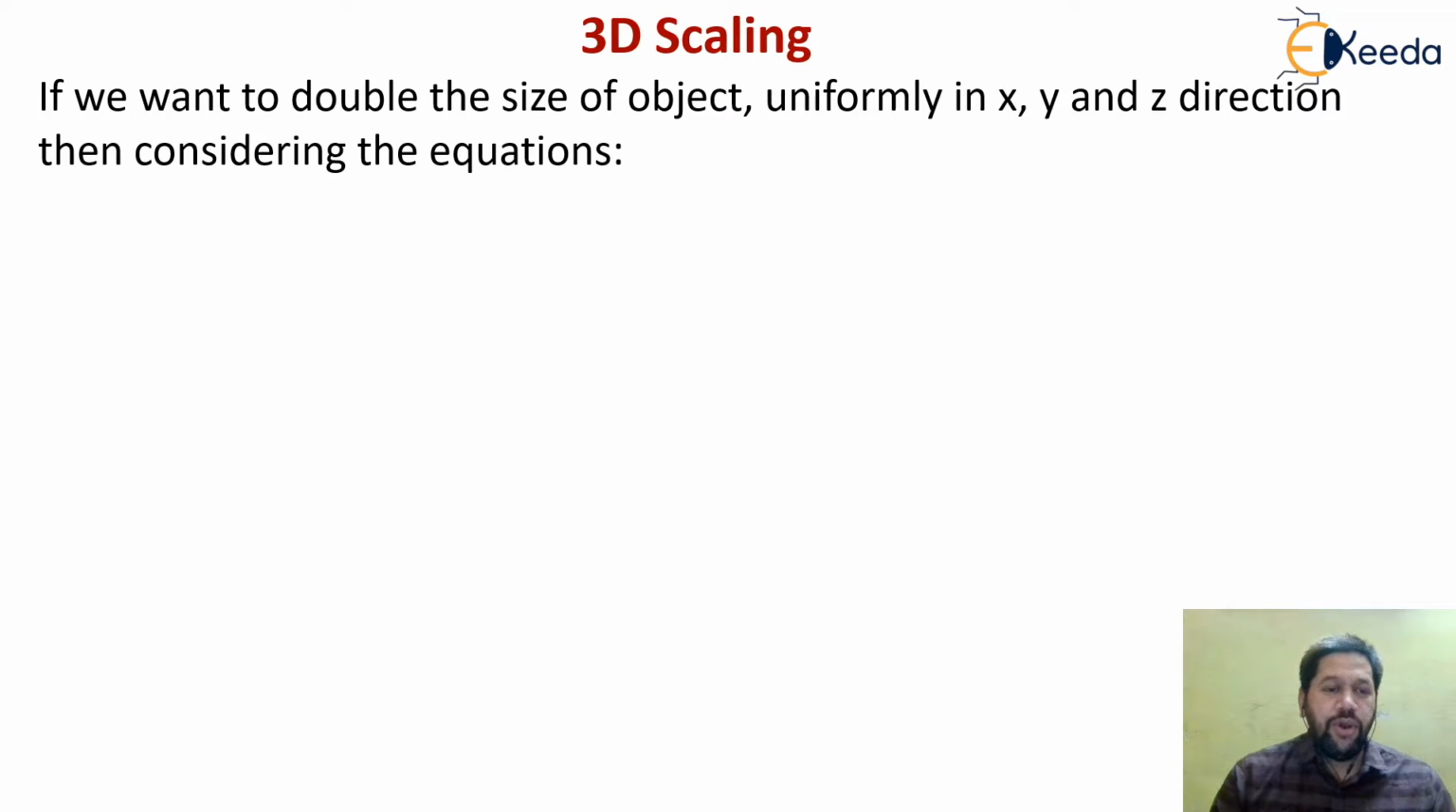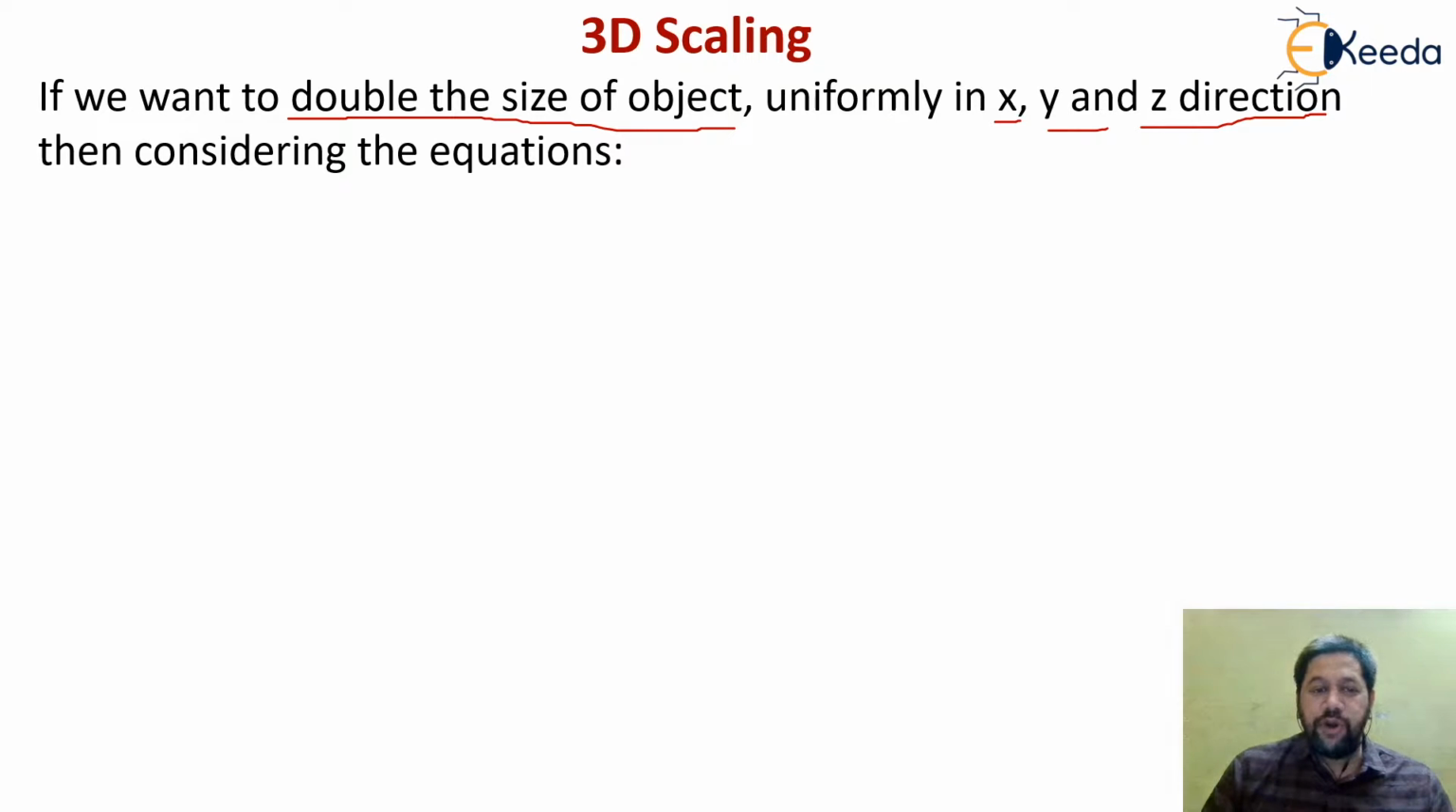Now we are just considering this as an example so that you will understand how a three-dimensional object will look. Suppose we want to double the size of the object uniformly in the x, y, and z directions, in all directions.